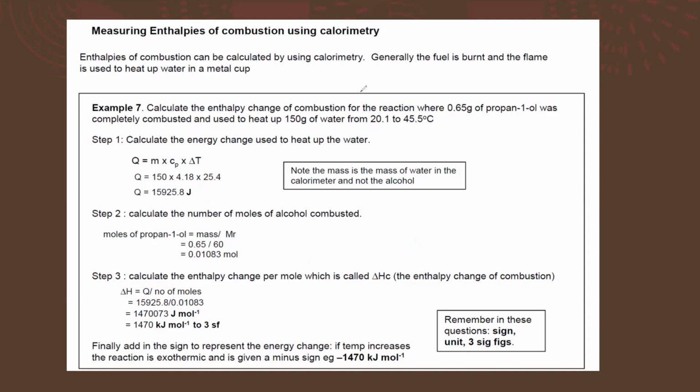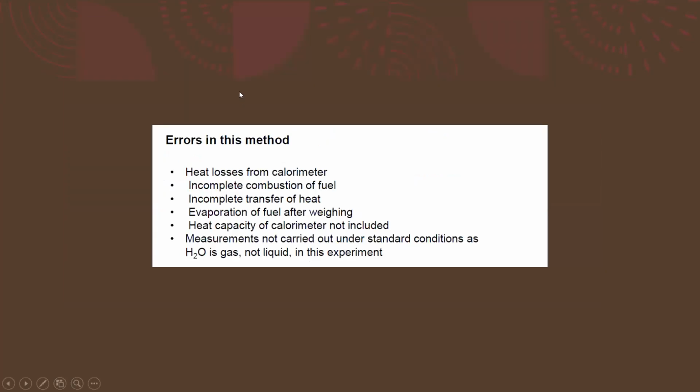But there are errors in this. Our assumption is that it burned completely. So what are the errors? Heat might be lost from the calorimeter. Incomplete combustion of the fuel, it might not burn completely. Incomplete transfer of heat energy. Evaporation of the fuel, it might evaporate. The heat capacity of the calorimeter is not included, and the measurement is not carried out under standard conditions as water is produced as a gas. So we cannot say it is a standard enthalpy change.